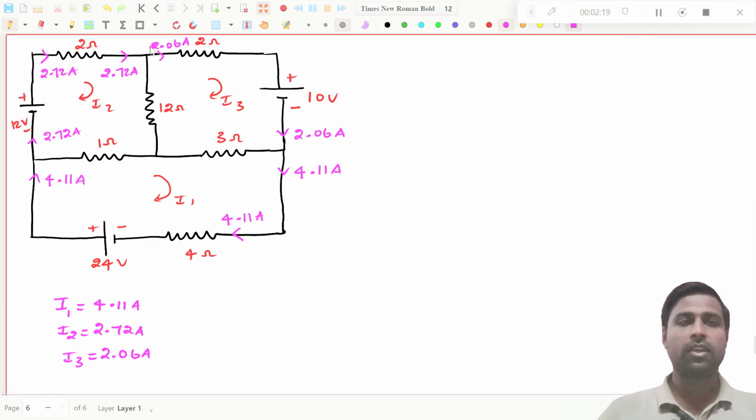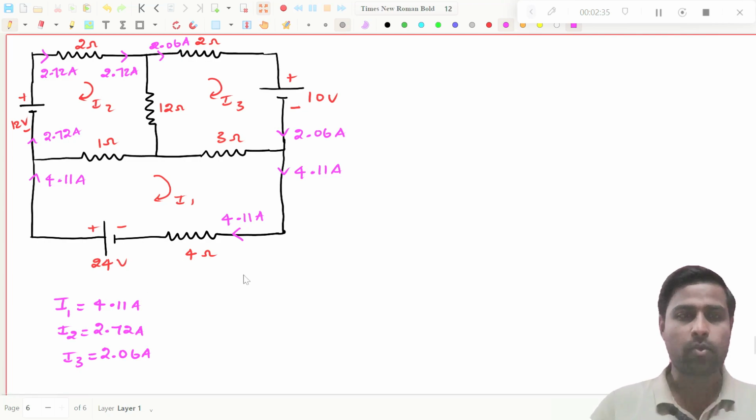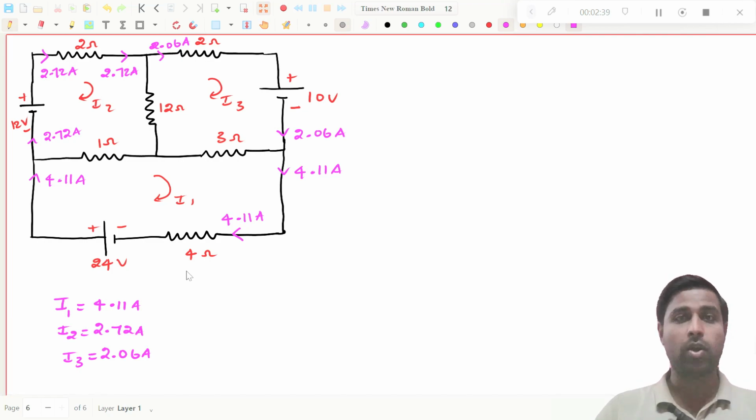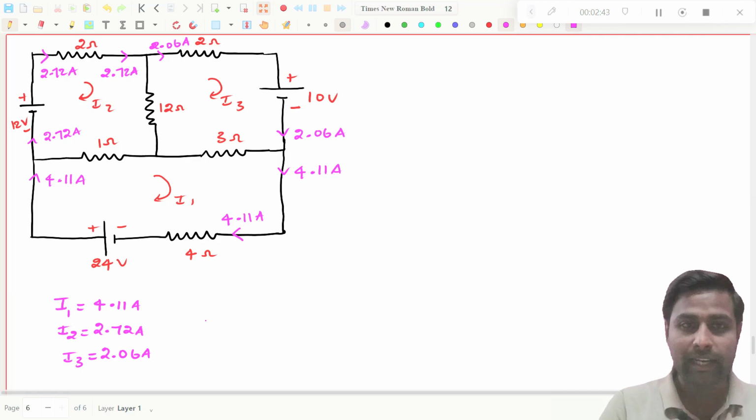Now we have written all the current directions and values in the loops, right? You cannot write this 4.11 here. Why? Because this 1 ohm resistor is common to I2 as well as I1, so you don't need to draw like that. Anyhow, I will tell you now. We have to find the current in all the resistors, right? So I will first write directly.